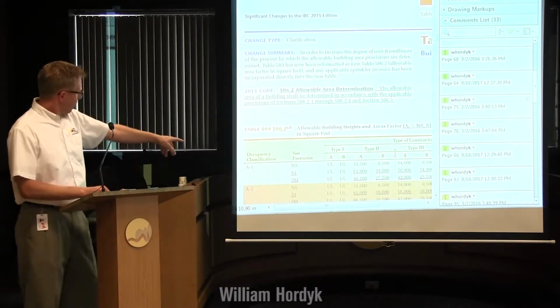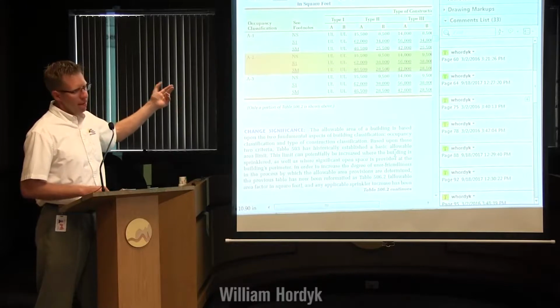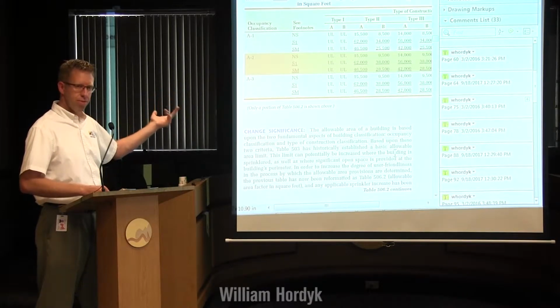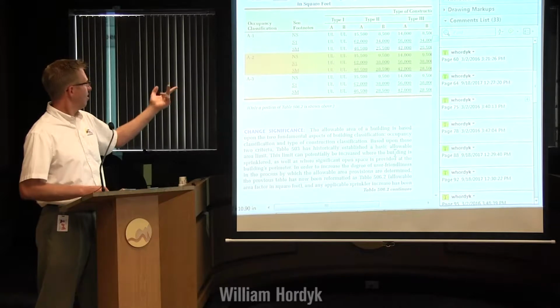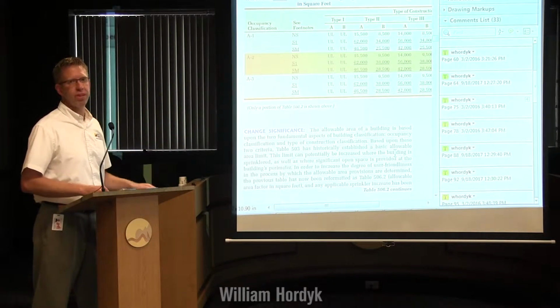The one thing to notice in the notations of footnotes, it says NS, S1, SM. NS is non-sprinkled, kind of what you're used to seeing there. That's the information that always was there. S1 is sprinkled single story, the old 300% area increase. SM is the multi-story increase, 200% increase. That's what it is.